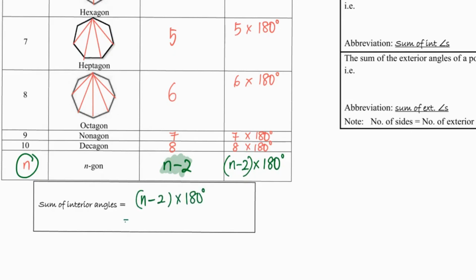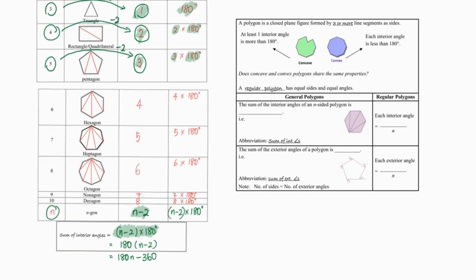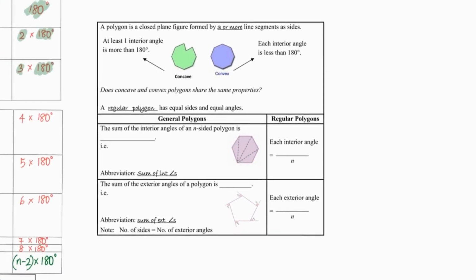Of course, you can continue to apply what you learn in algebra. I can also write this in this form, and I expand out. But this is the starting point. n minus 2 times 180. That is the sum of the interior angles for all polygons. Okay, let's move on to the next part.